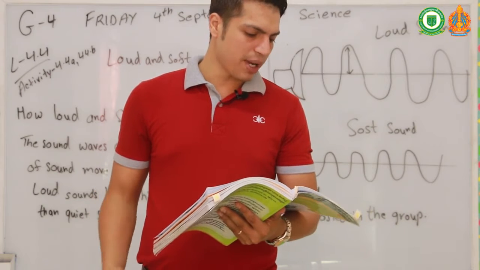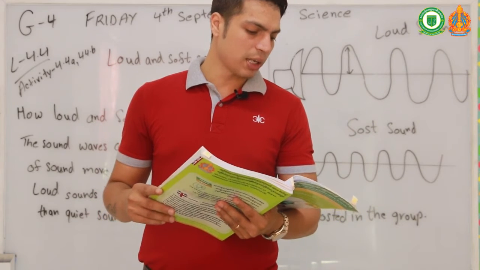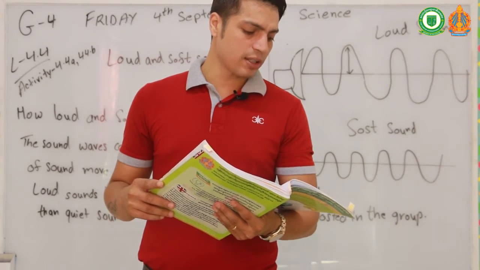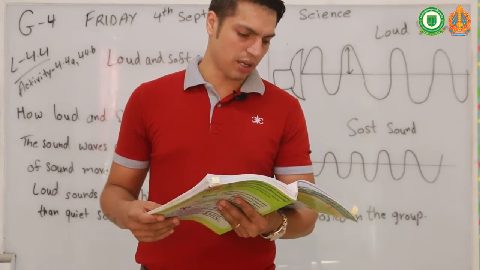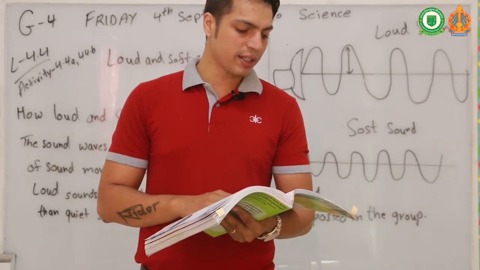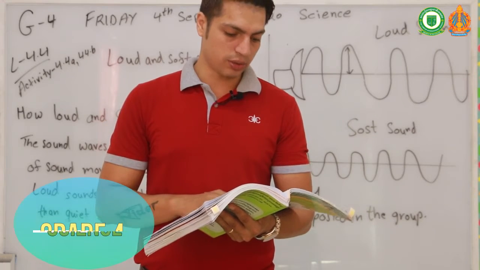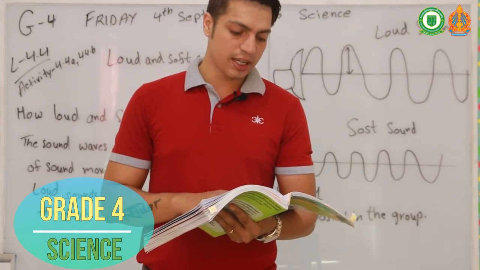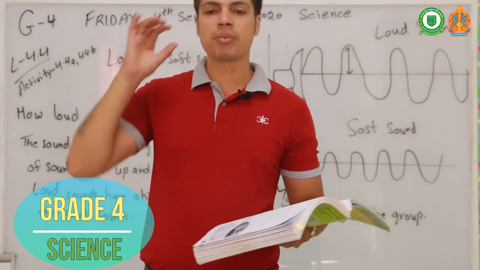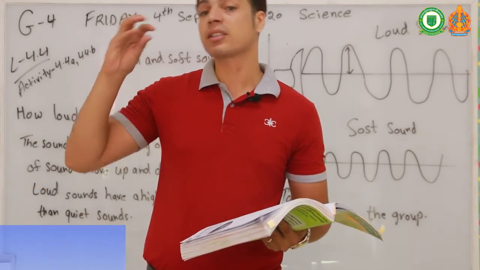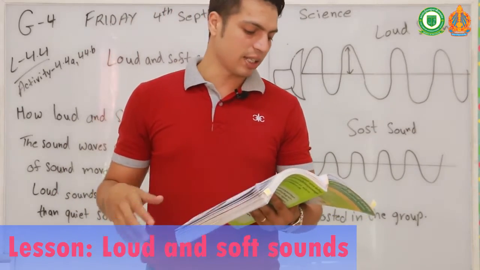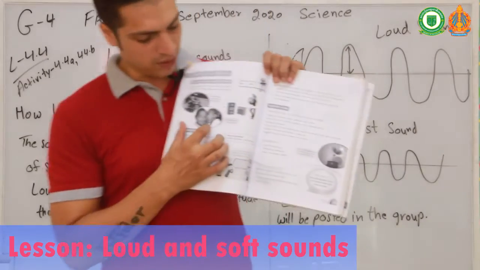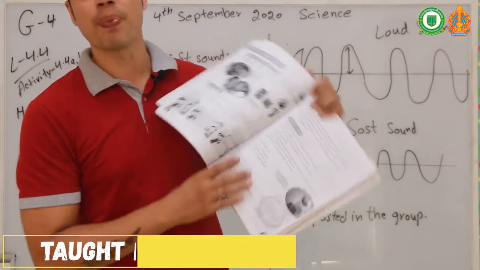How can we make sound louder? Look at the picture. Do you think the sound is loud or soft? What makes the sound louder? A motorbike starting up is a loud sound. A whisper is a soft sound. Whisper means when you say something in someone's ear very closely, like this. So that whisper you can see in the book, like whispering.